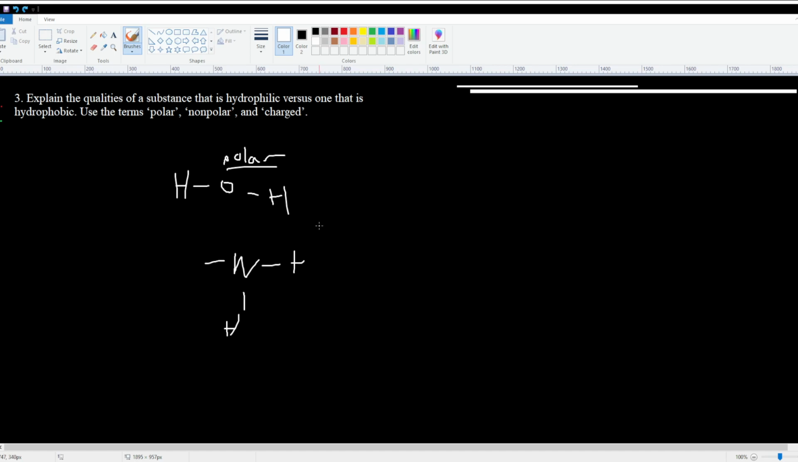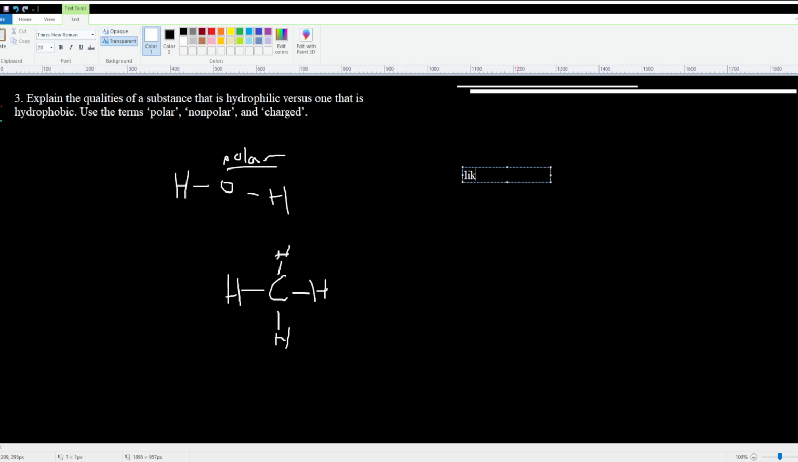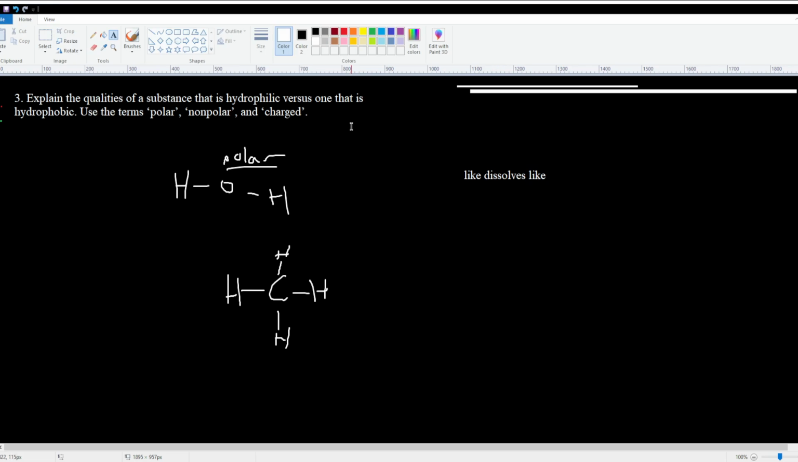But when we're talking about hydrophobic, however, let's say we always use the example of methane because methane is the easiest one to draw. Hydrophobic is nonpolar. And I want to emphasize this: like dissolves like, right? So like dissolves like.